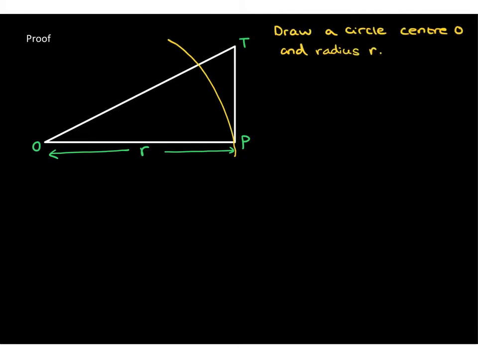So where this arc, which is part of a circle centred at O, intersects the line OT, we create a point of intersection which I will call Q. So PQ is an arc of this circle.